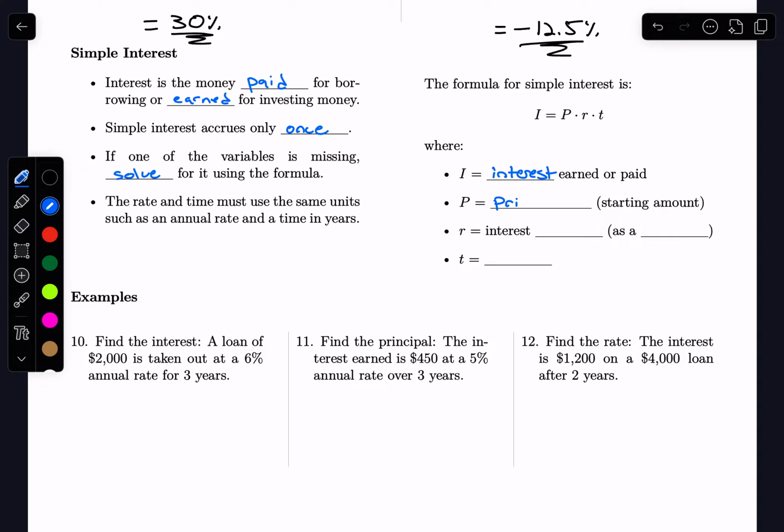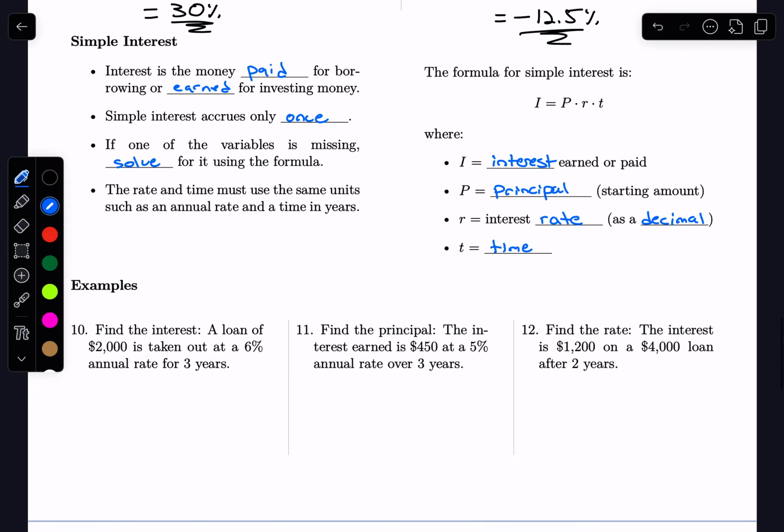P is called the principal, and that is the starting amount. So it's either the amount you borrow or the amount you invest is called the principal. R stands for the rate, which is the interest rate. And this is going to be given to us as a percent, but we need to use it in the formula as a decimal. And then T represents time. All right, so the most important thing there is that we turn rates into decimals.